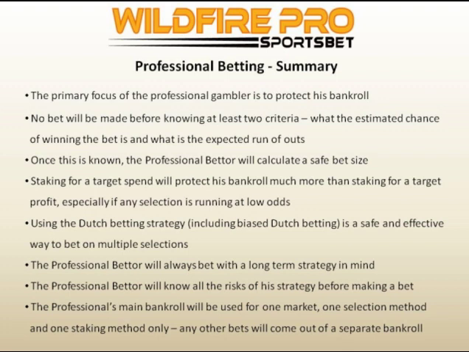The professional bettor will always bet with a long-term strategy in mind. The professional bettor will know all the risks of his strategy before making a bet. The professional's main bankroll will be used for one market, one selection method, and one staking method only. Any other bet will come out of a separate bankroll.